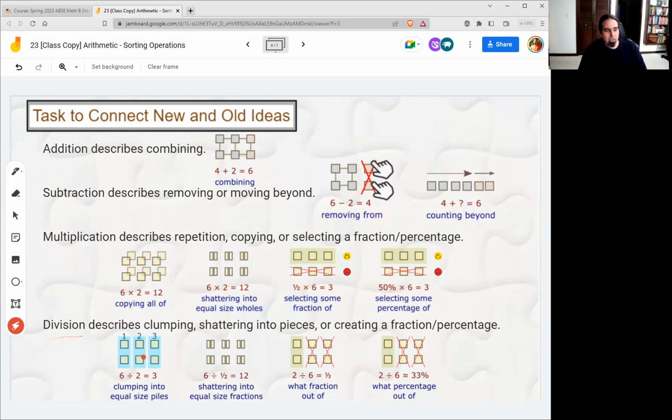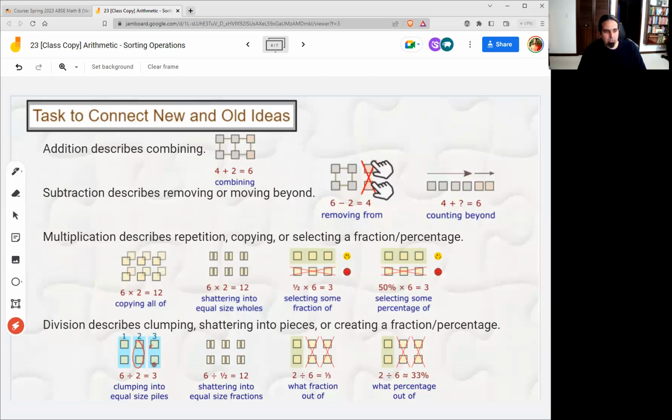Division also has 4 pictures. We could clump things together. We can make equal-sized piles. So I have 6 things. I put it in 3 groups, or I put it in groups of size 2. Either way, it's clumping. I have 6 things.